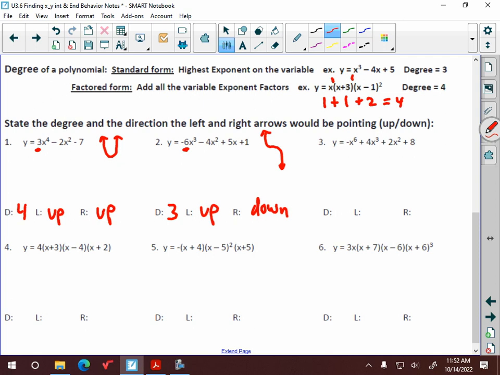All right, number 3. This is in standard form, so the highest exponent is 6, so the degree is 6. 6 is an even number, so we know it has the quadratic shape. But because we're leading off with a negative, it's going to flip over the x-axis, and now both arrows will be pointing down. So left is going down, and the right is going to point down.